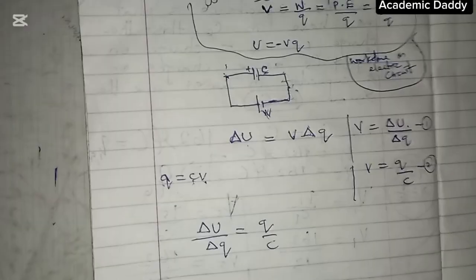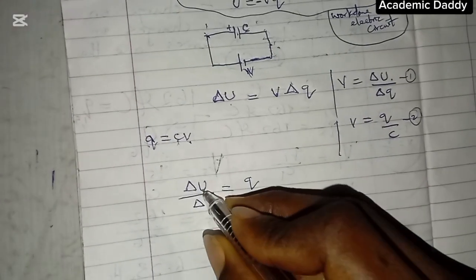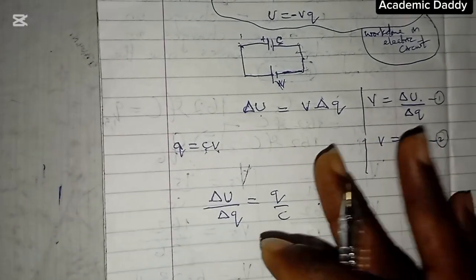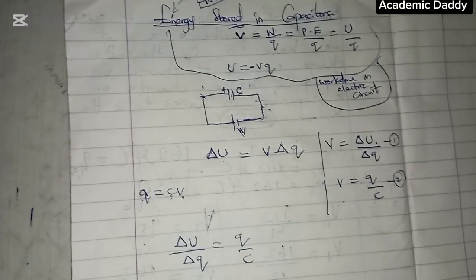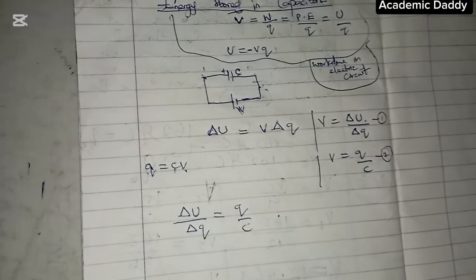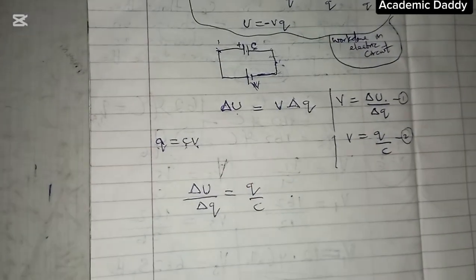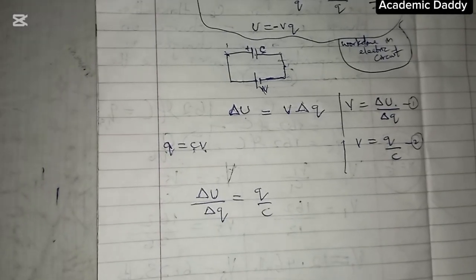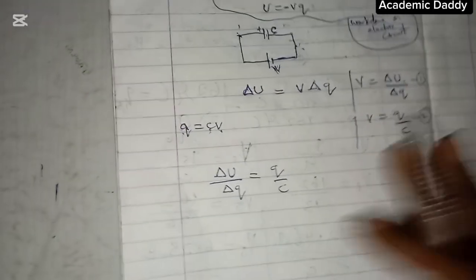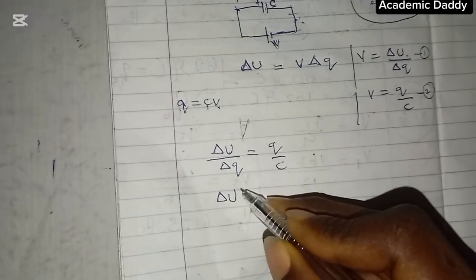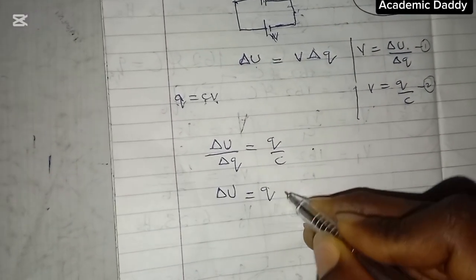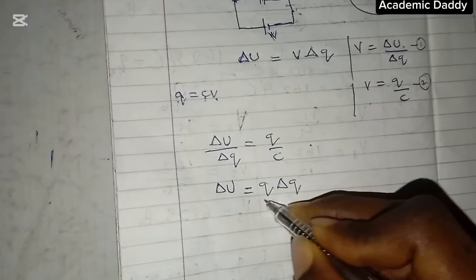So when I do that, I will now see that making work the subject of the formula, because that's what we are doing, energy in a capacitor, or energy stored in a capacitor. That's what we are doing. So I want to make work the subject of the formula. And remember, work is not just work at a point. The position varies. So I now have change in work, which is equal to Q change in Q all over C.